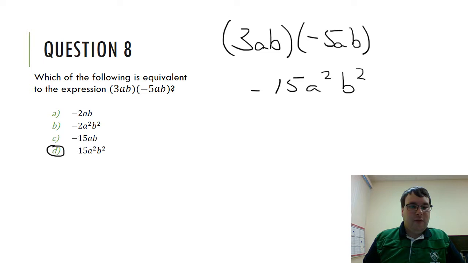Okay, so just going over this question one more time, it says, which of the following is equivalent to the expression of 3ab times quantity of negative 5ab? So we're just writing our problem down. We have 3ab as a quantity times negative 5ab as a quantity. Well, 3 times negative 5, that's easy enough, right? It's negative 15. A times A would have to be A squared, and B times B would have to be B squared. So that would be answer choice D.